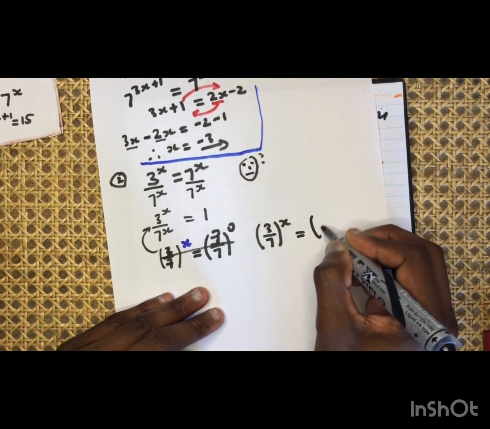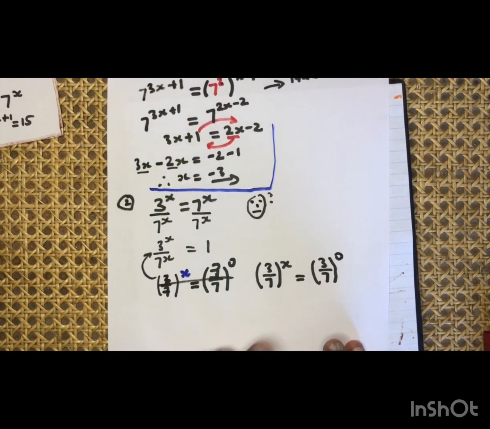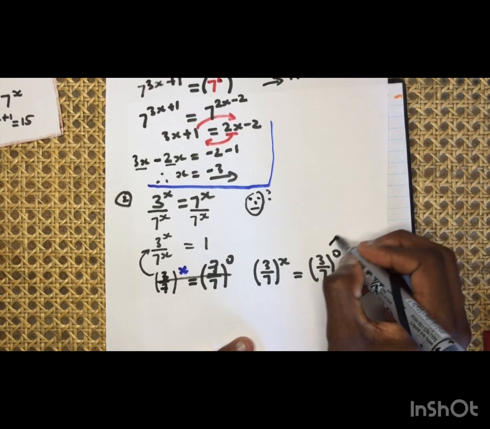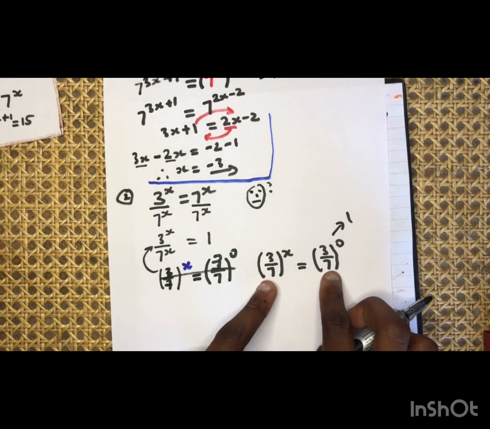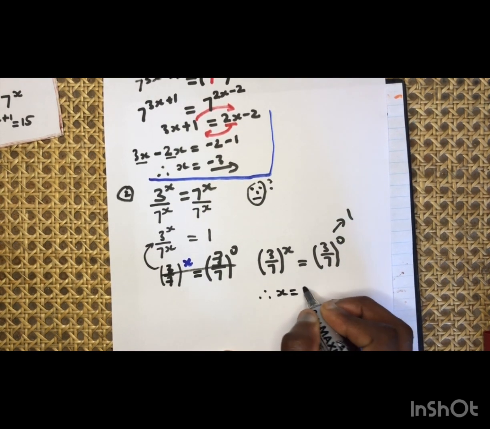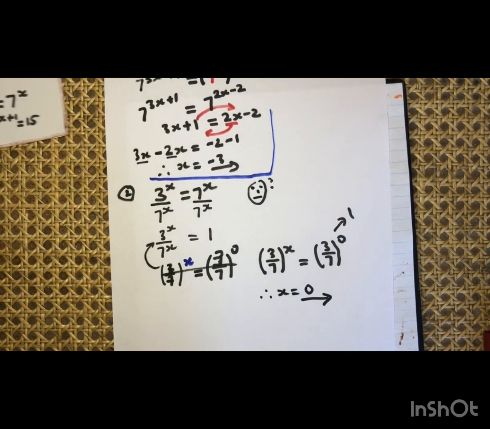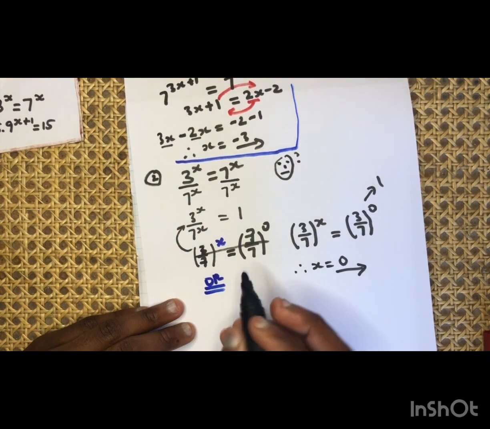Now on this side I have (3/7) to the power 0. We know that anything raised to the power 0, guys, is equal to 1, which still gives us this. Now the bases are the same, so we can conclude that our x is equal to 0. So that's your solution.